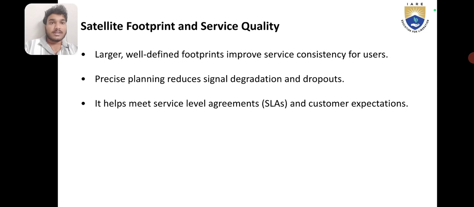Satellite footprints and service quality. Large, well-defined footprints improve service consistency for users. Precise planning reduces signal degradation and dropouts. It helps meet service level agreements and customer expectations.